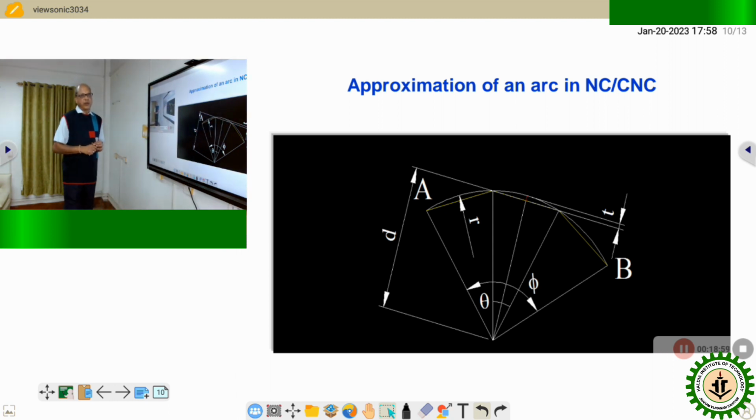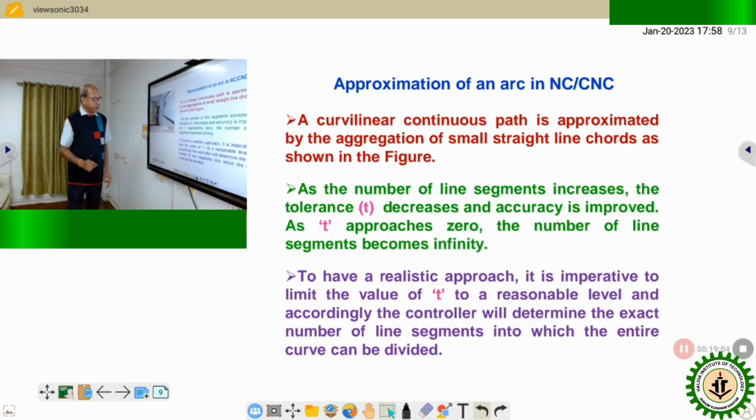So the objective is that we have to focus our attention on the maximum permissible limit of the tolerance. I will return back to this particular drawing afterwards. That is what exactly is the interpretation of this second point. As the number of line segments increases, the tolerance T decreases and accuracy is improved. So as T approaches 0, the number of line segments becomes infinity.